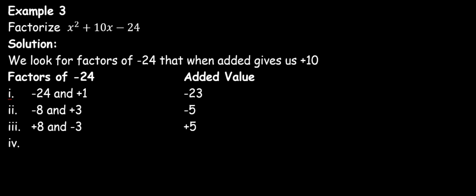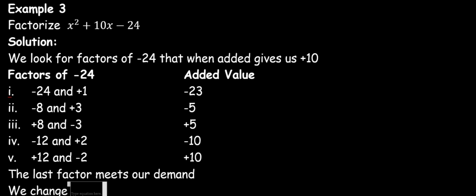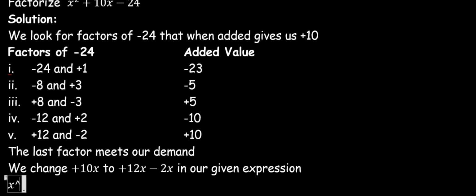The fourth case we have minus 12 and plus 2. The added value will give us minus 10. The fifth case we have plus 12 and minus 2. The added value will give us plus 10. The last factor meets our demand. We change plus 10x to plus 12x minus 2x in our given expression. Thus, x squared plus 10x minus 24 will be equals to x squared plus 12x minus 2x minus 24.